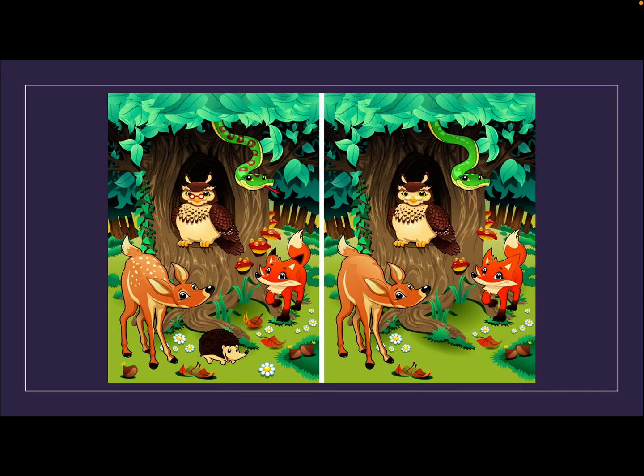So first thing we're going to do today, boys and girls, as part of our reading lesson, is we are going to play a game of Spot the Difference. I'm going to give you 1 minute just now to try and spot as many differences as you can. On you go.